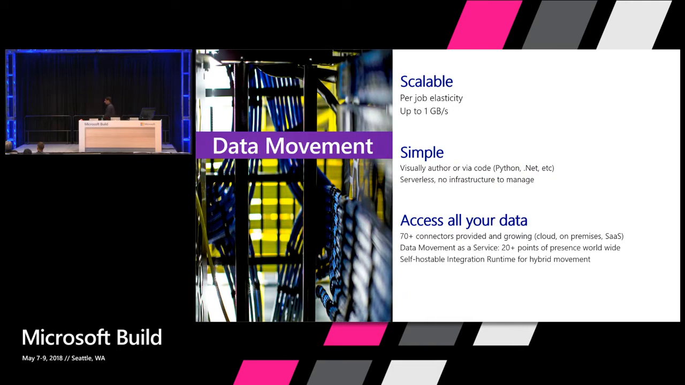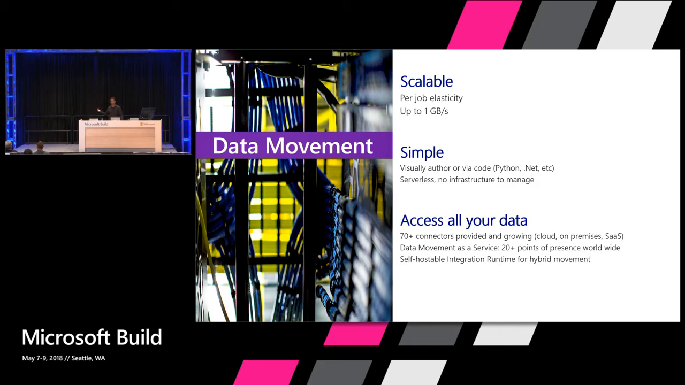The piece that I talked about when I was talking about Data Factory was data movement, which is one of the biggest value props, and we have a data movement service that sits underneath this. There are three main things I want to talk about with respect to data movement. First, the service is truly scalable, which means it has per job elasticity. There's no noisy neighbor problem because you get a dedicated infrastructure to run your jobs. We'll scale it up and scale it down, and in certain cases, we can give you up to 1 gigabyte per second as well.